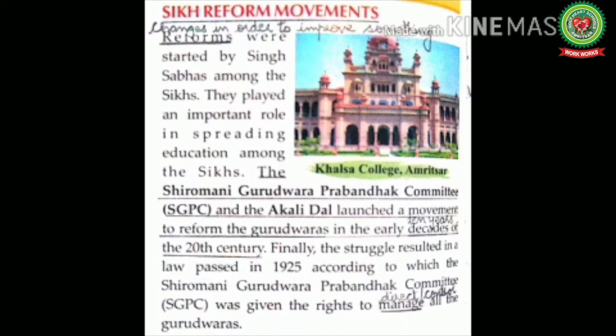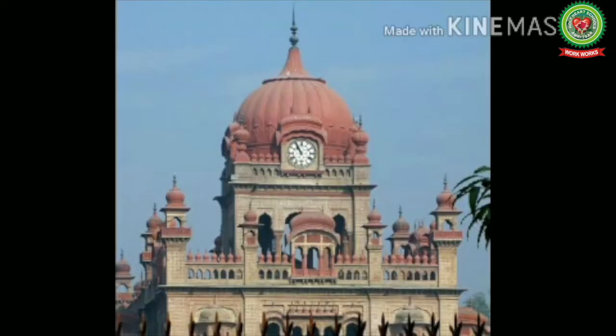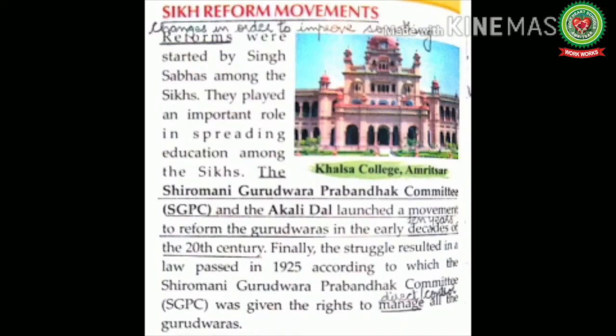in the 1870s. Through the efforts of the Singh Sabha and the support of the British, the Khalsa College was founded in 1892 at Amritsar. This college and other such institutions promoted Gurmukhi, Sikh teachings, and Punjabi literature as a whole, besides imparting education in science and humanities. The Shiromani Gurdwara Prabandhak Committee, SGPC, and the Akali Dal launched a movement to reform the Gurdwaras in the early decades of the 20th century. Decades means periods of 10 years.